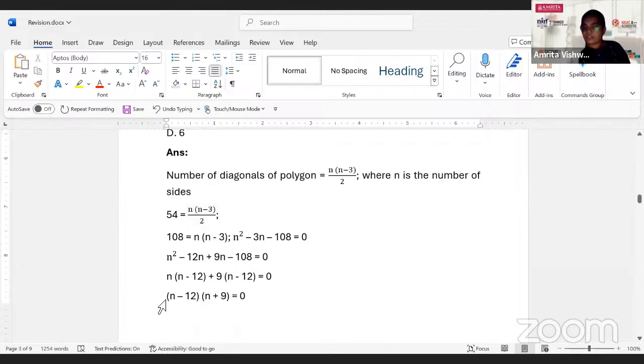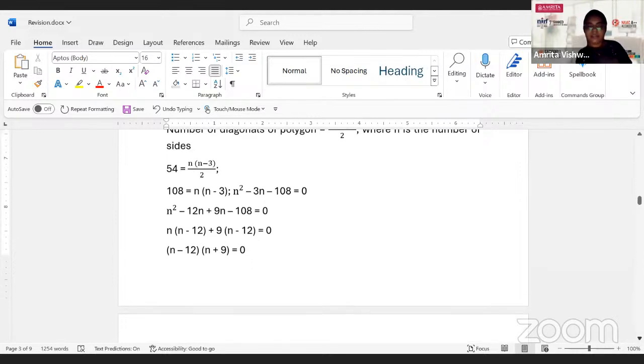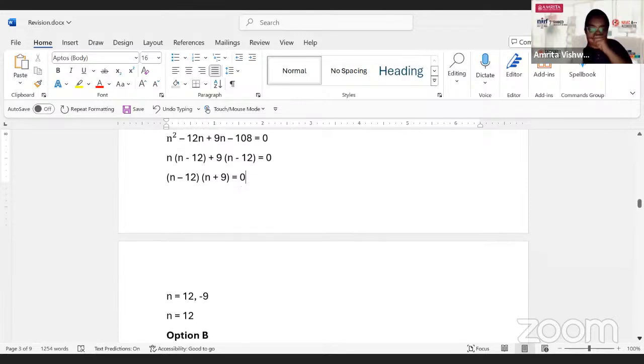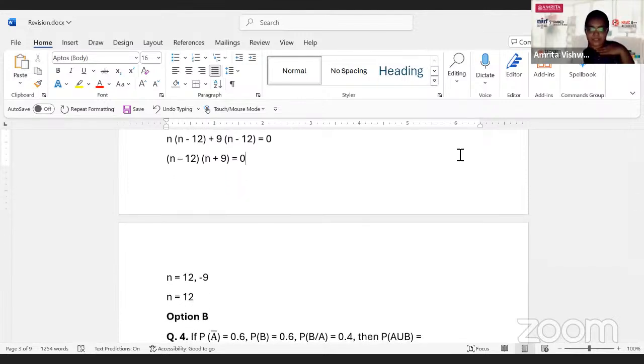You can form an equation. You'll have two options. When it comes to the number of diagonals, you'll only be able to take the positive. So n equal to minus 9 or n equal to 12. Those are the two options, and n equal to 12 is the correct answer. Is this question clear? It's a very simple and easy question. Yes, Mahita, it's option B, that is 12.